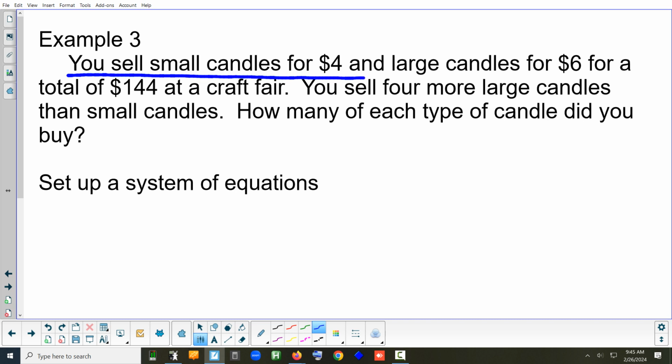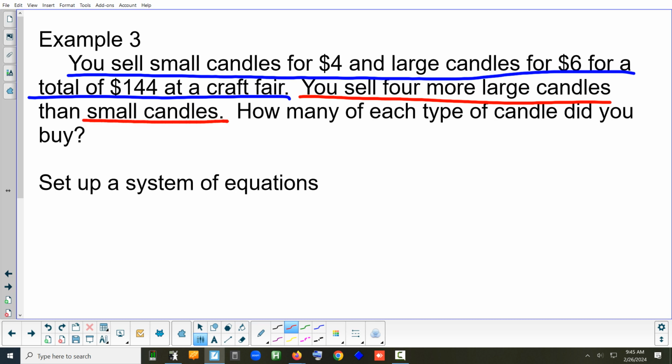The first one is usually going to be the first sentence in the equation. So somehow we have to turn what's underlined in blue into an equation. And then you sell 4 more large than small. That's going to be the second equation. What are the 2 letters that we've been using a lot? X and Y. Yeah, so why don't we just stick with X and Y?